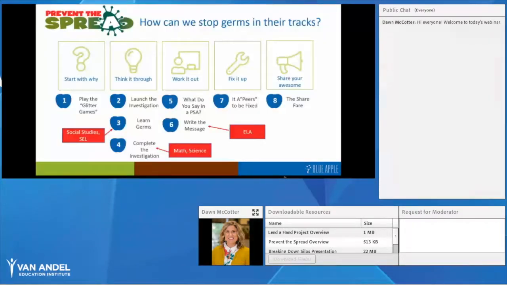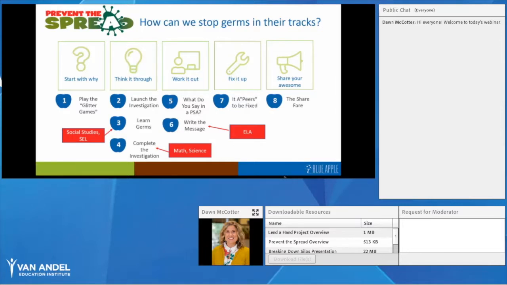So if we take a look at that 5-step process in our project, these are the different lessons that the students are engaged in. So the first, they play this game called the glitter games, and the glitter represents the germs, and they're demonstrating how germs can spread. So that's that engaging hook. And then they start launching into the investigation. They are swabbing different surfaces around the classroom. Then they put hand sanitizer or different disinfectants on those different surfaces, and they swab again. And so really what they're doing is they're testing the effectiveness of the different hand sanitizers on bacterial growth.